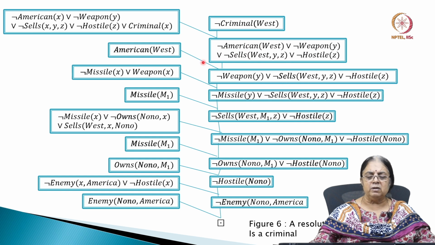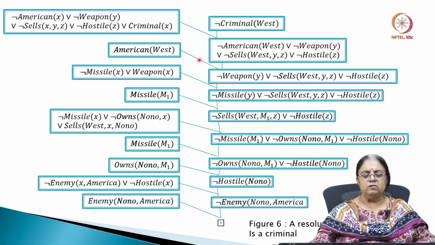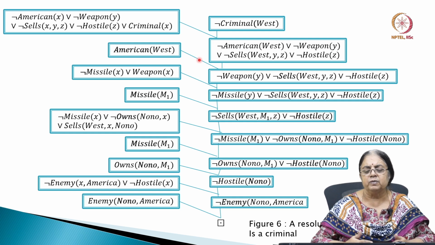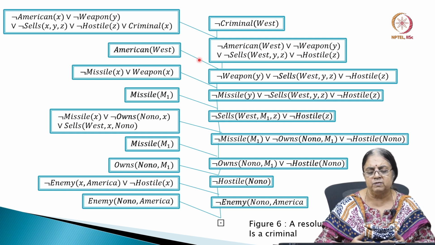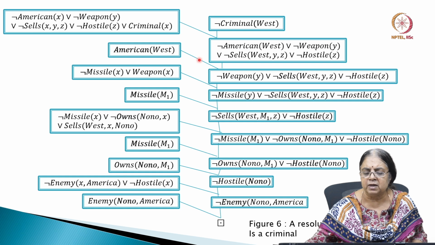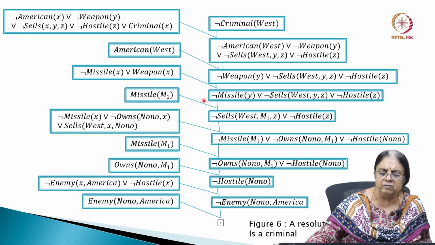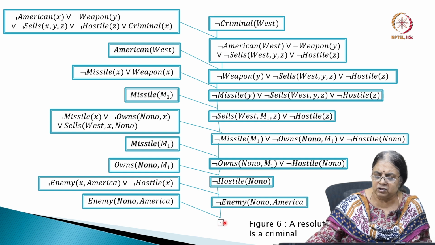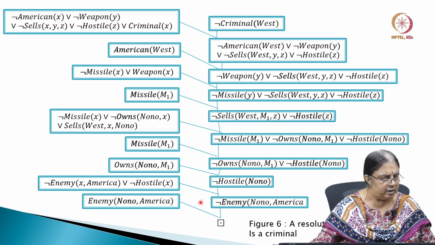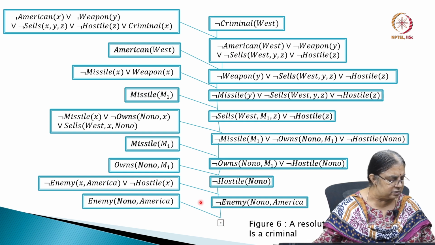I'll not go through the entire thing. You just keep carrying out resolution by using two sentences which have predicates where one has the positive and the other the negative of the same predicate, and you keep doing that and you will find that you are coming up with this nil predicate here, which shows that American West is true. So this is how the resolution actually works in this case.